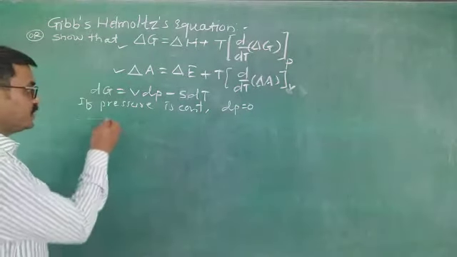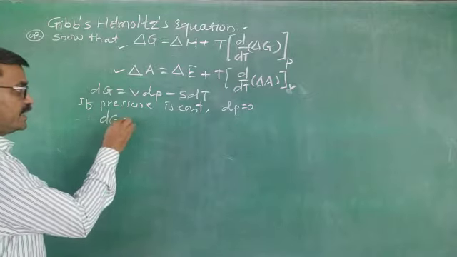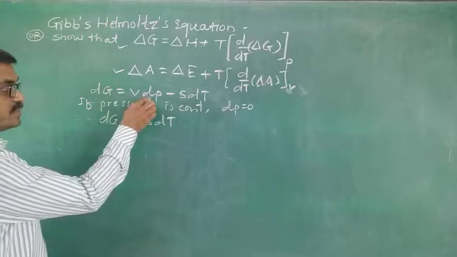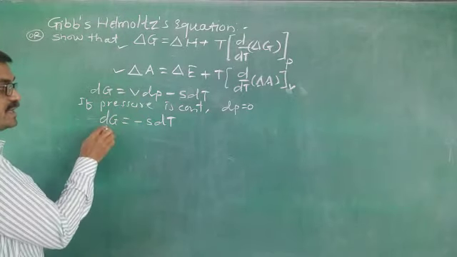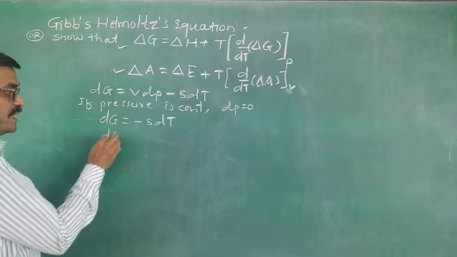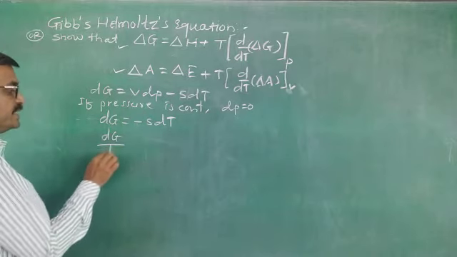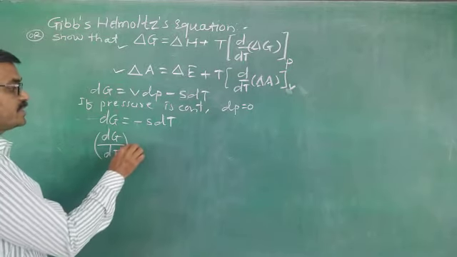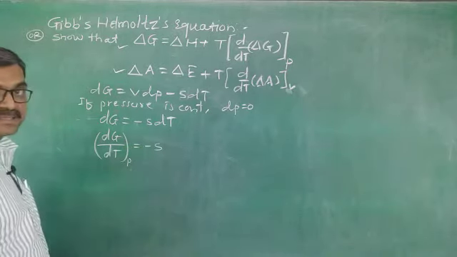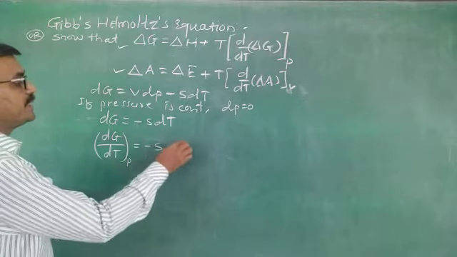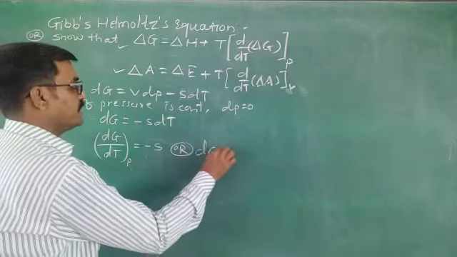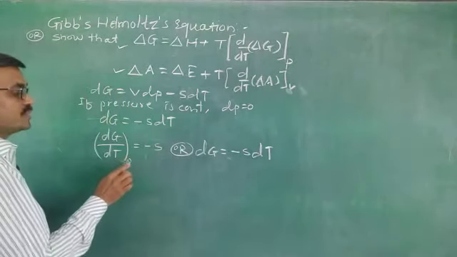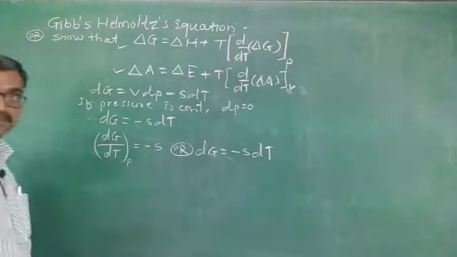If dP is 0, then this equation becomes dG is equal to minus SdT, because this is 0 multiplied by V, again 0. That's why dG equals minus SdT, and this can be written as d/dT of G, or dG upon dT at constant pressure, is equal to minus S, or it may be written as dG is equal to minus S dT. Only we have to see that pressure is constant here.